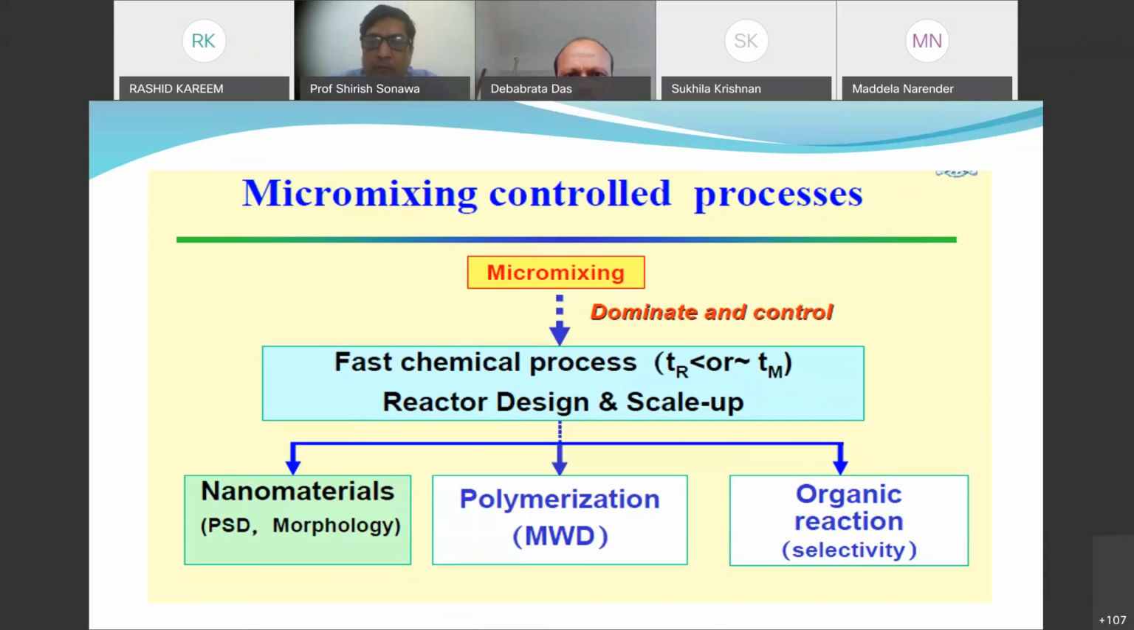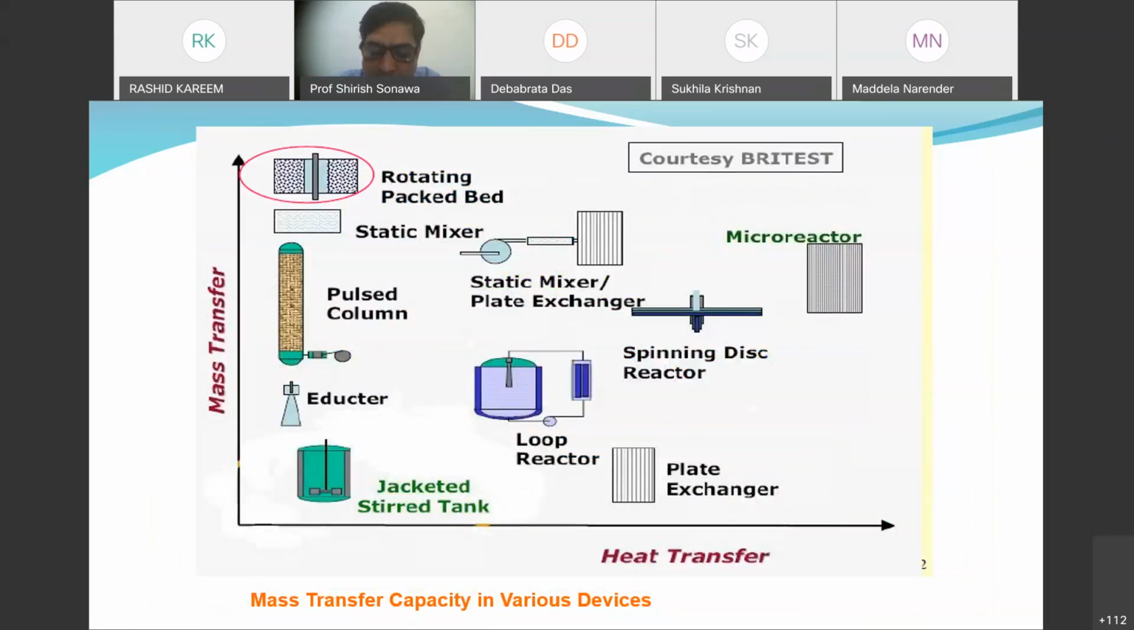We are going to see both things in detail, how the mixing has been impacting, with ultrasound as well as in the microreactor case. Other things, polymerization and organic reactions, selectivity wise, it is important. And in case of polymers, molecular weight distribution is important. But we will focus only on the particle size distribution and their morphology, how it has been impacted by using the ultrasound and microreactor based methodology.